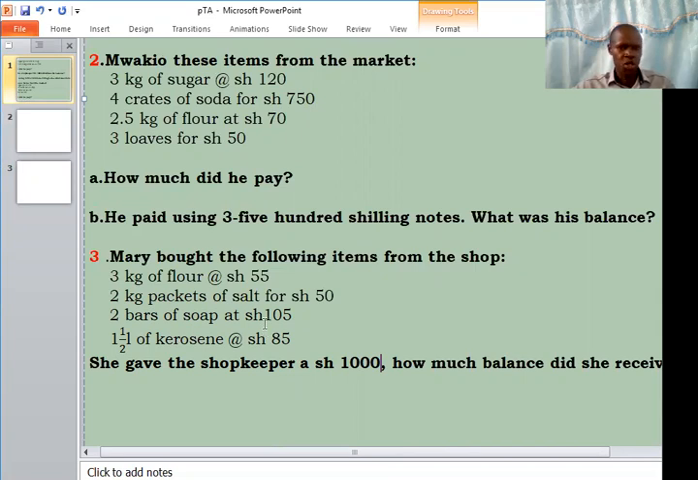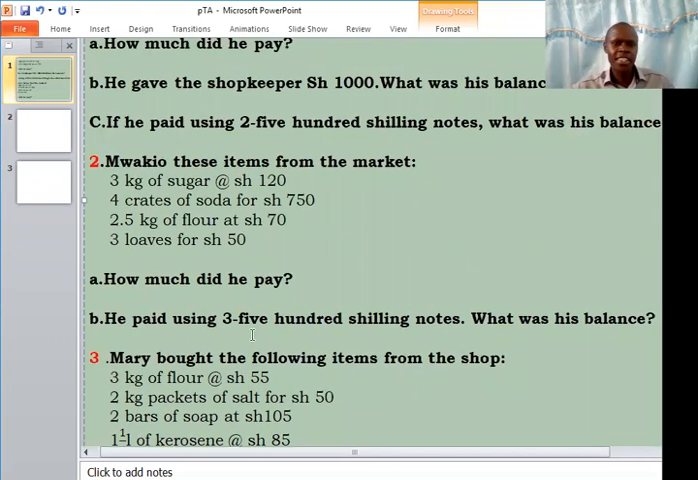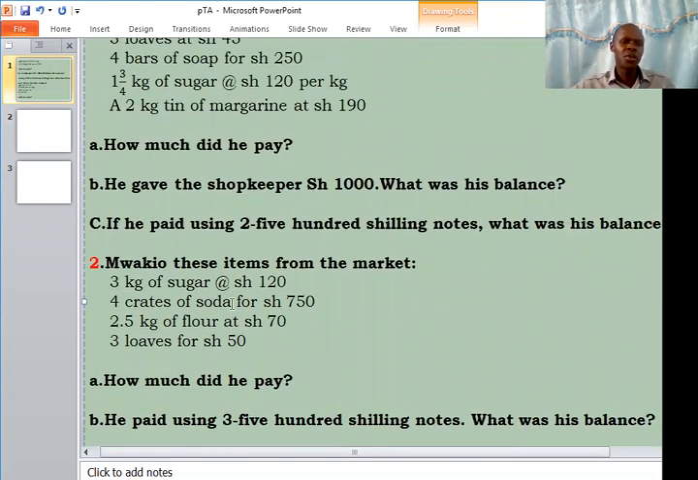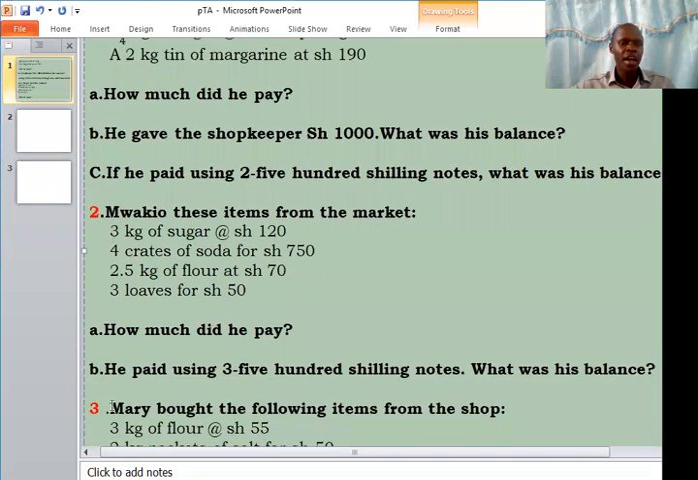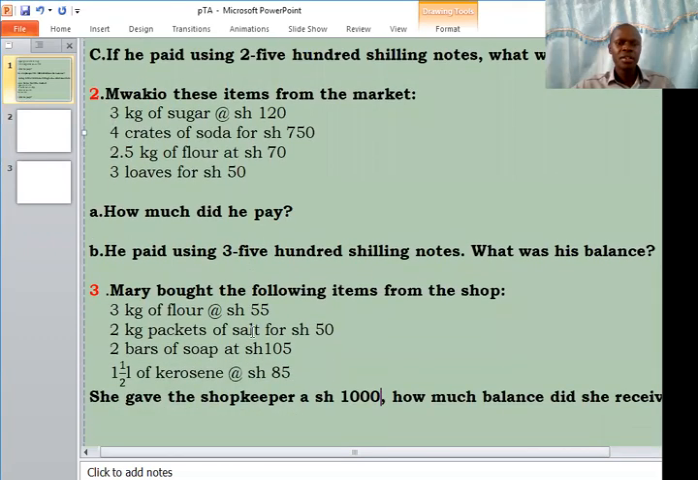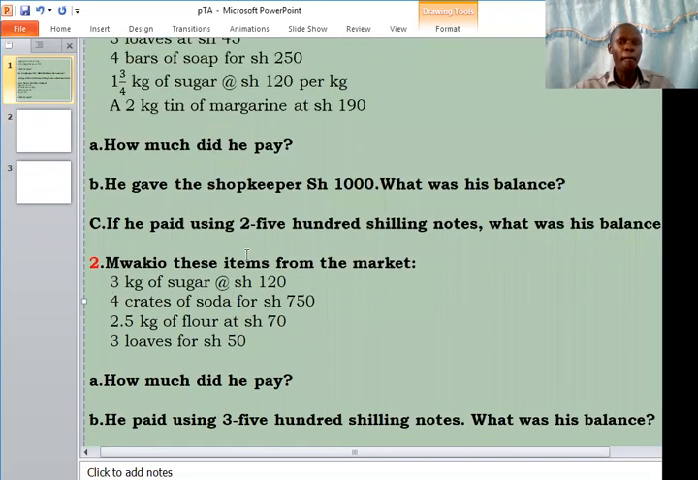I have done the explanation. You are supposed to use the knowledge attained to work out these questions. Question 1, question 2, and question 3. Then after, you will submit your book to your school for marking.